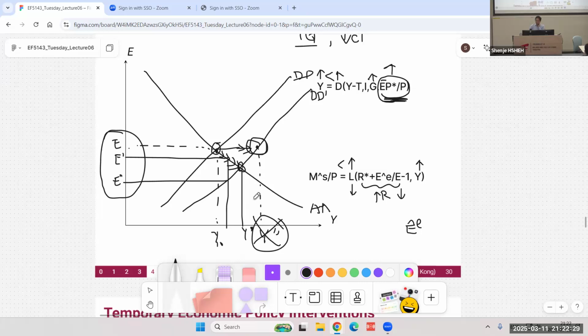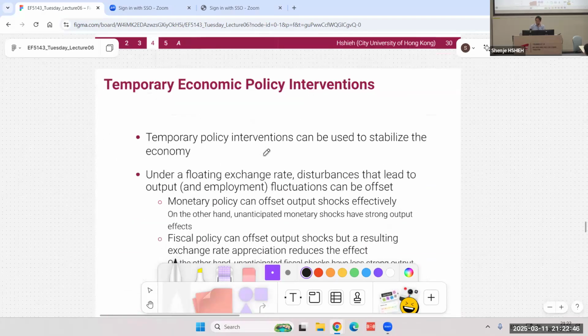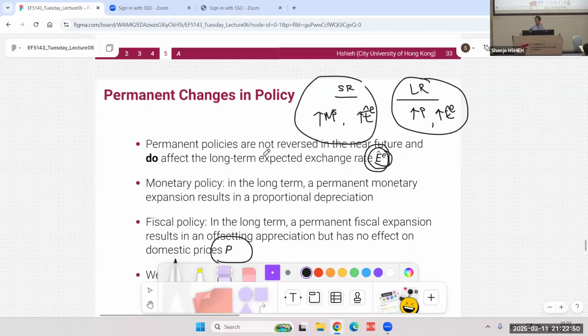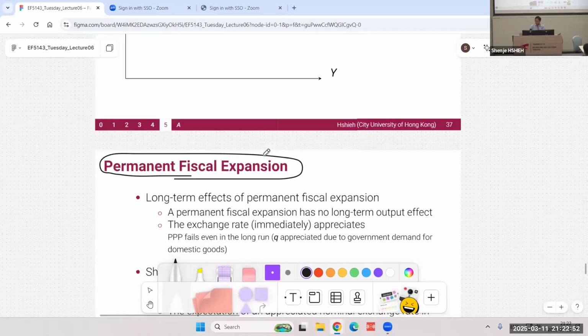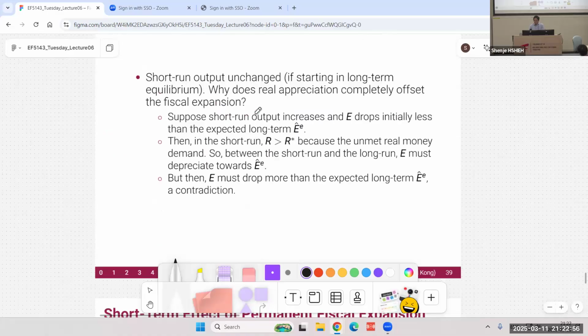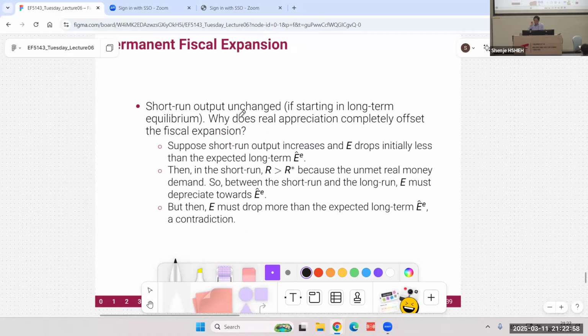AA schedule wants to move as well. And if AA schedule moves down by a lot, it could wipe out any output effect in the short term, right? This is not the long term, right? No price effects. This is just, you just have nothing, right? But of course, it's a special case, as I will demonstrate to you now. So let me tell you how to prove that special case in which output is completely wiped out. Yeah, okay. So let's do it.